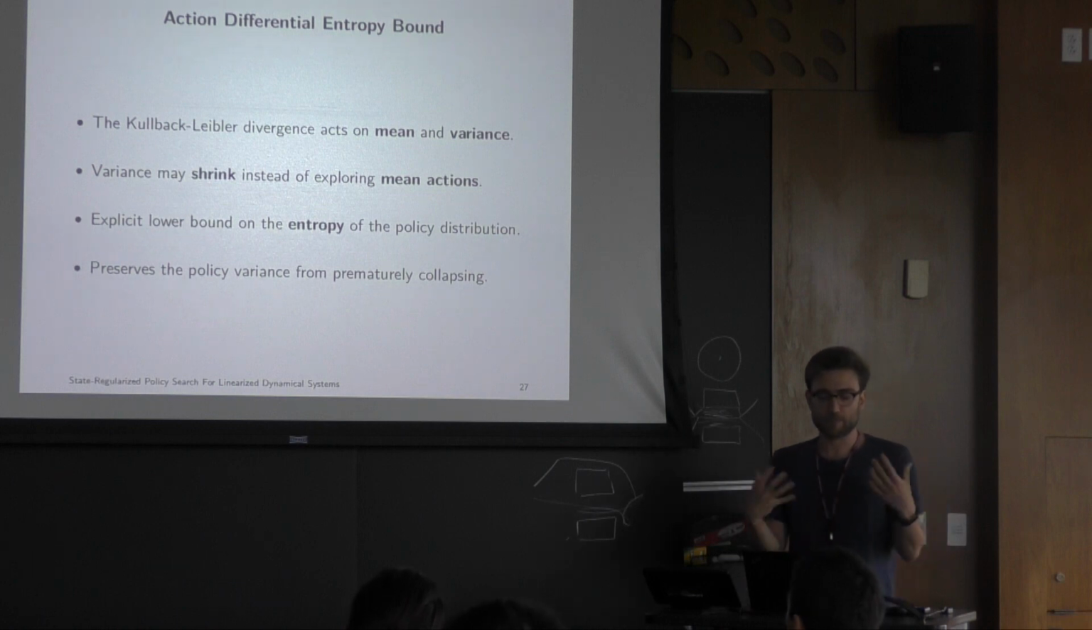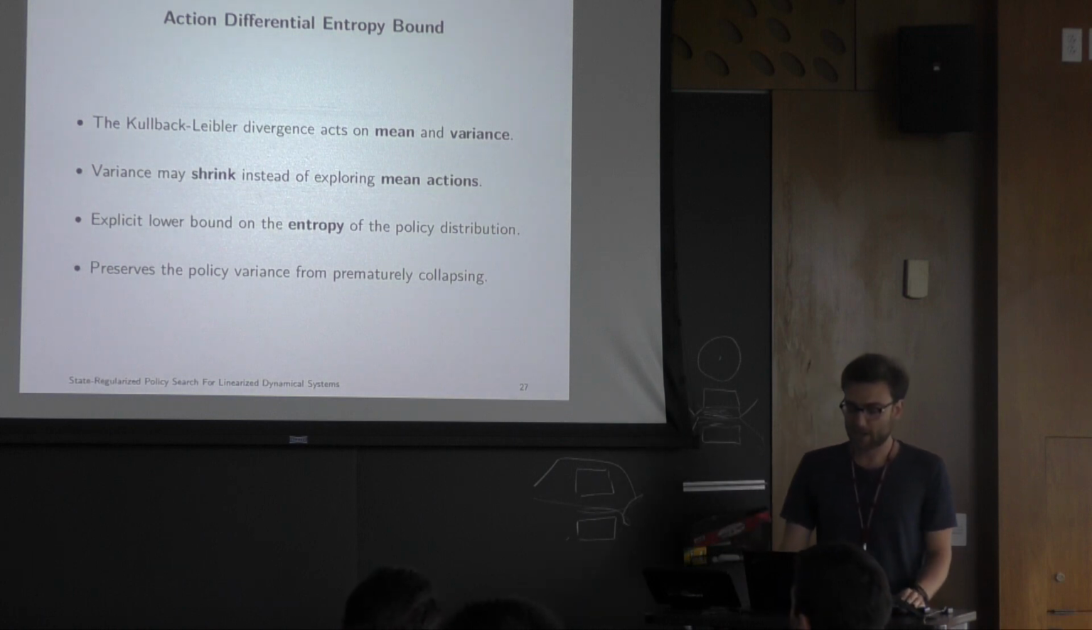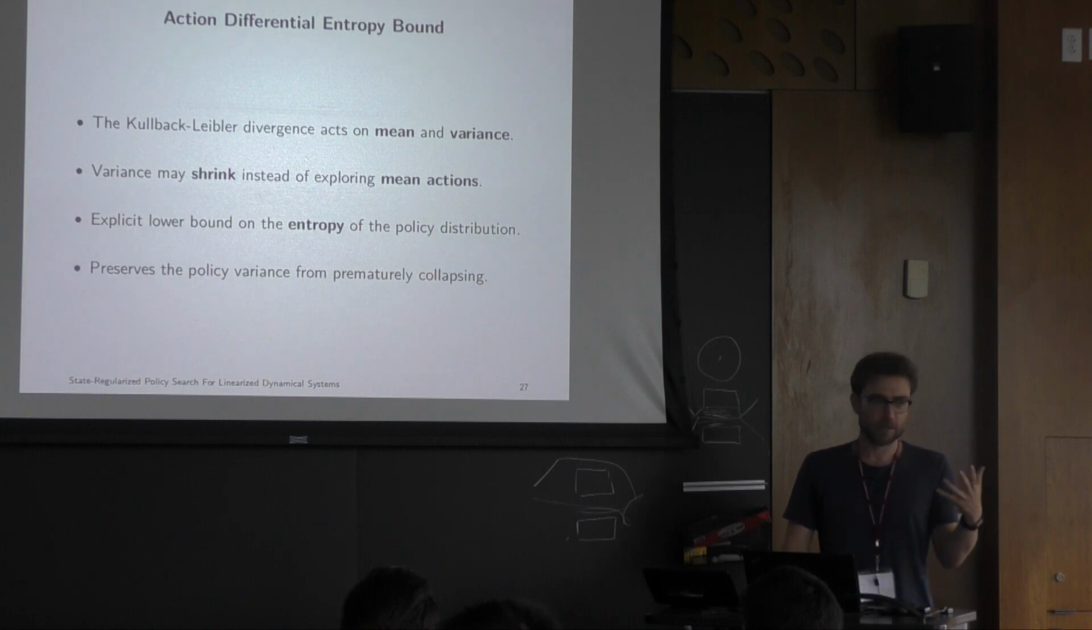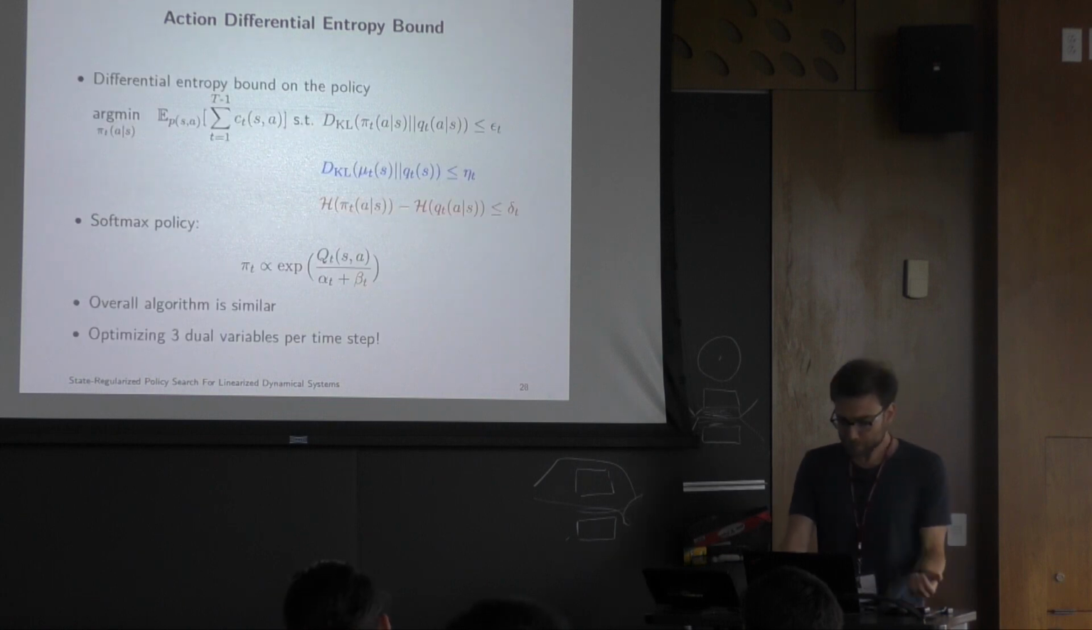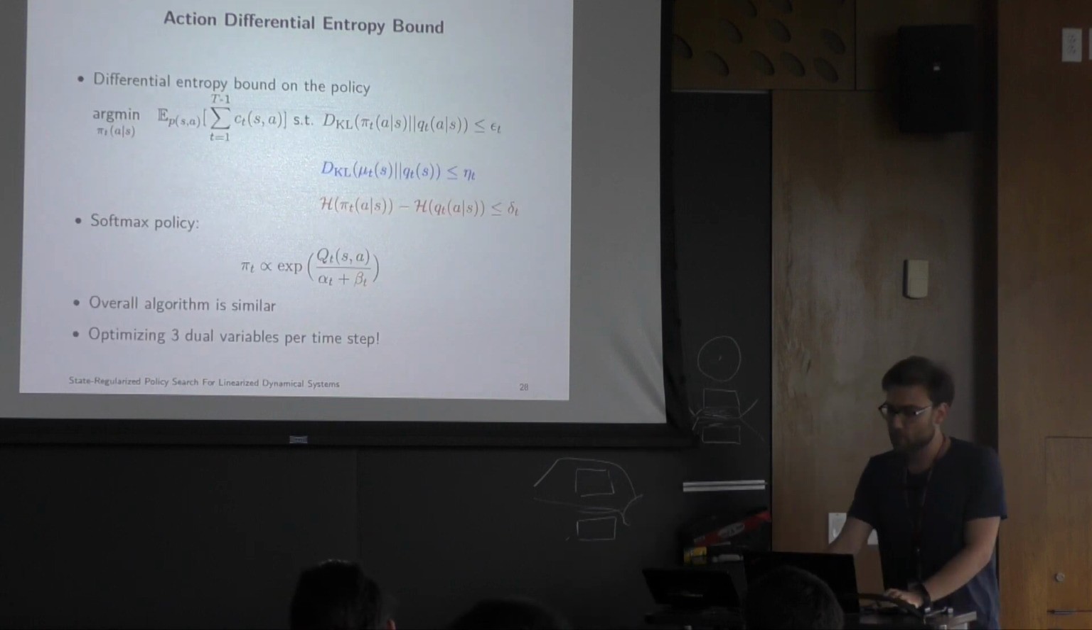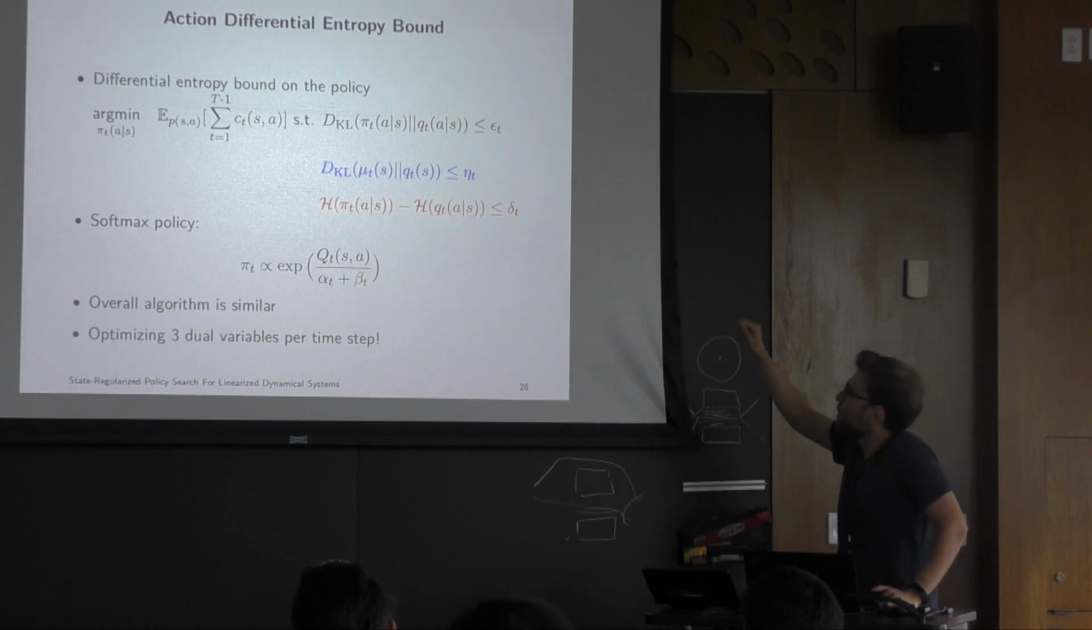What this does is basically it preserves the policy variance from prematurely collapsing, and lets you control how the algorithm searches in the action space. So without going into details too much, this is the same problem, just in a compact way. What you see, the red constraint, is this new constraint.